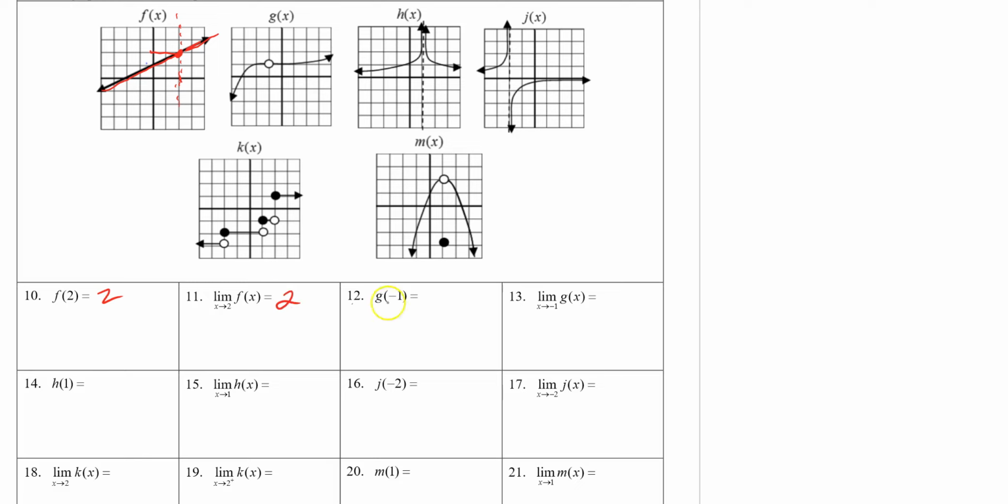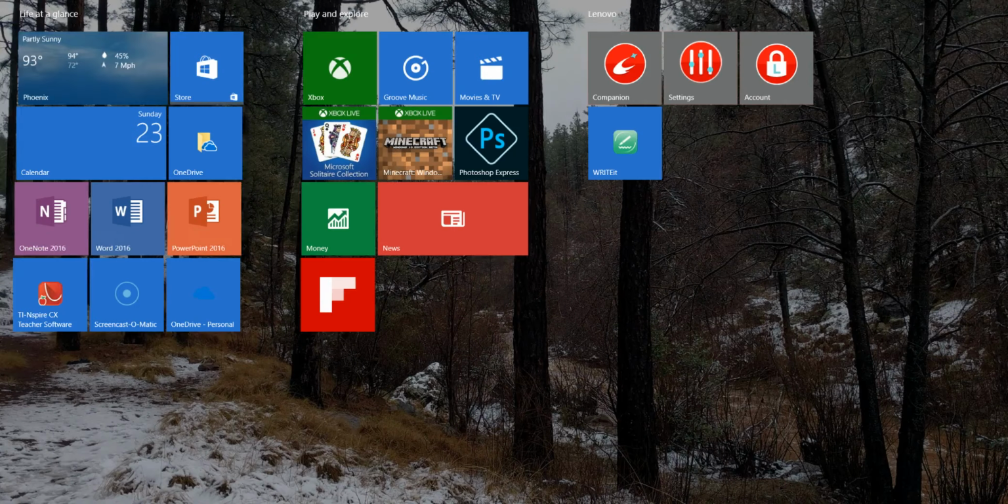Number 12, g of -1. Well, here's -1. There's an open hole there, so that means that it is undefined. There is no value for the function at -1. Undefined.